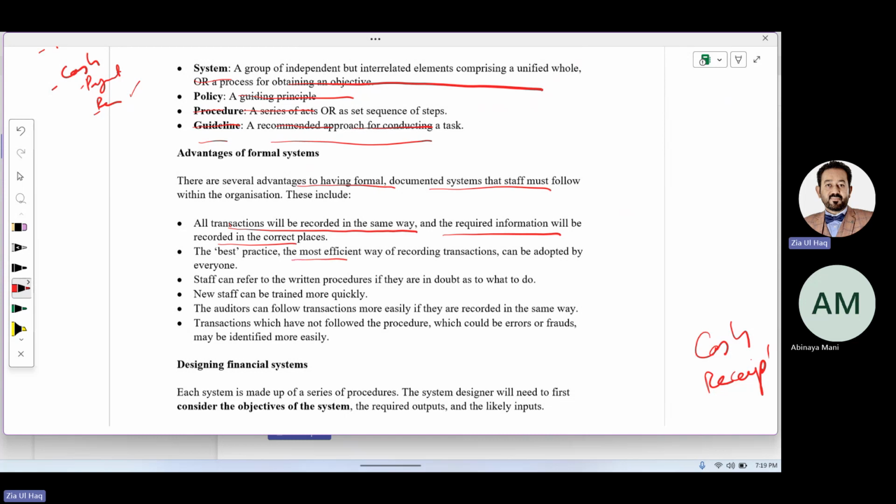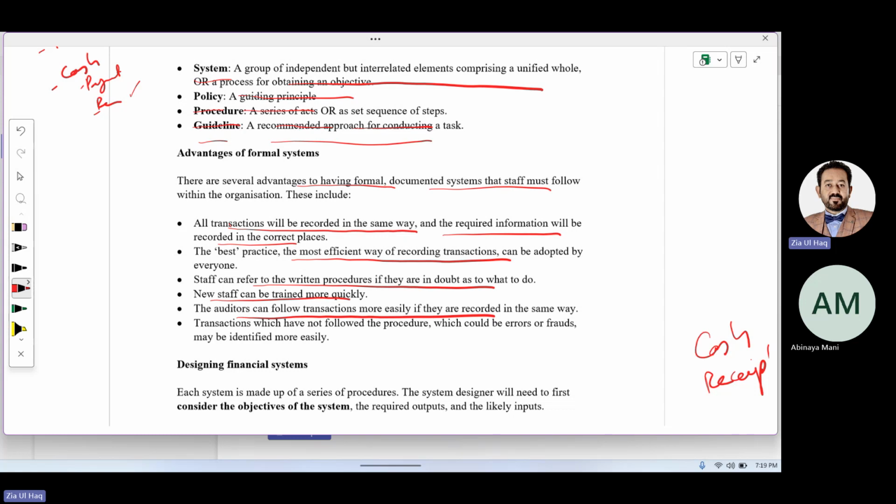The best practice, the more efficient way of recording transactions, can be adopted. Staff can refer to the written procedures if they are in doubt as to what to do, meaning they will be clearly aware of what should be done and how it should be done. A new staff member can be trained more quickly because they will be adopting the same procedure that everybody else is following. And the auditor can follow transactions more easily, meaning the auditor can also conduct the audit through documents easily.